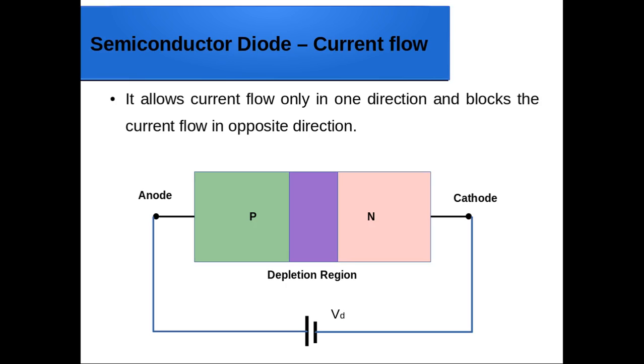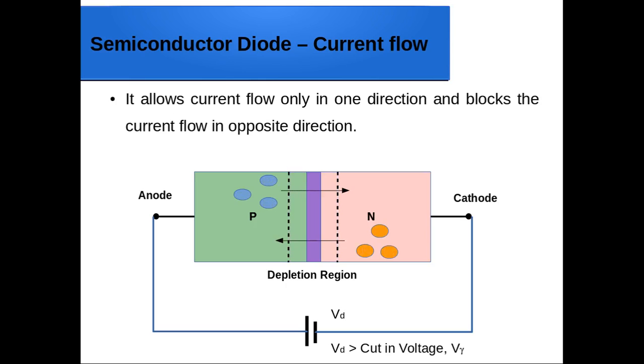But you do one thing, you go on increasing the value of Vd so that the value of Vd is greater than the cut-in voltage, V gamma. So at this particular point, what happens is that the depletion region width reduces and charge carriers from both p-type and n-type will start moving across the junction. And as you know, when there is movement of electrons in the opposite direction, there will be current flow. So current flow will occur as shown in the figure.